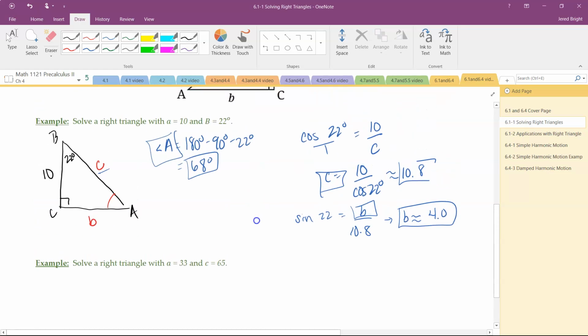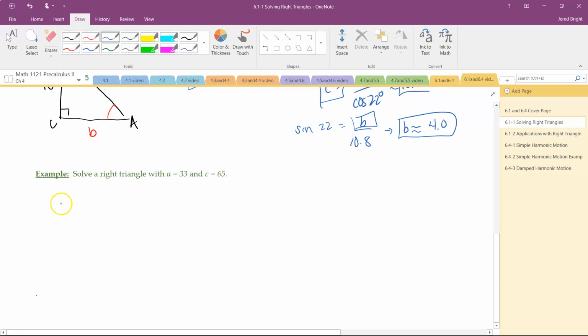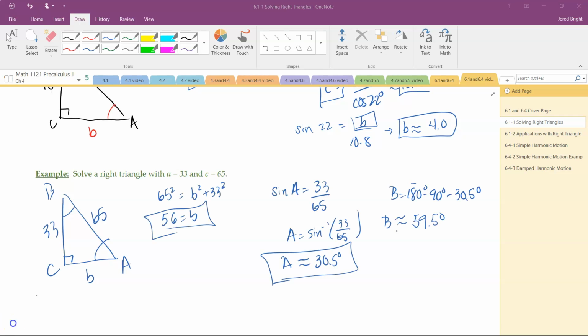And the other type of thing we could see is something like this, where if we draw this now, C, B, A, right angle, A is going to be 33, C is 65. I have now two unknown angles and a side length B. Okay, so I want you to pause the video, see if you can do this on your own, and then resume the video when you're ready to see the solution. And here's my solution.